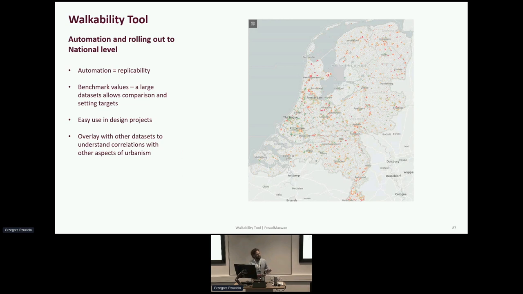This also gives us an easy use in all our design projects. So we can start a design project and immediately consult what the walkability score is in a neighborhood. And it also gives us the possibility to overlay our data set with other data sets in order to understand correlation with other aspects of urbanism.